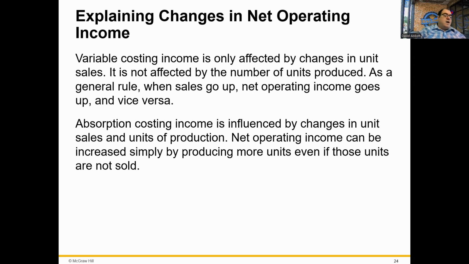So explaining changes in net operating income. Variable costing net operating income is only affected by changes in unit sales. It is not affected by the number of units produced. As a general rule, when sales go up, net operating income goes up and vice versa. Absorption costing net operating income is influenced by changes in unit sales and units of production. Net operating income can be increased simply by producing more units, even if the units are not sold. So if we're doing this under absorption.